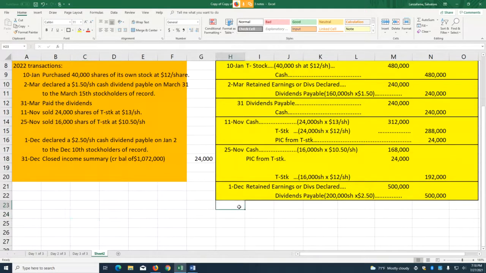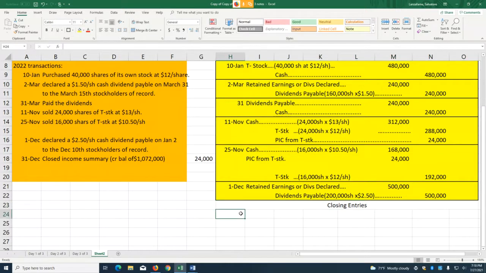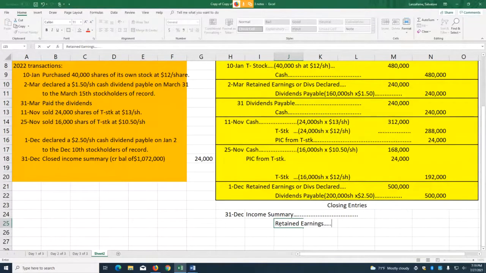So on December 31st, first off, we would most likely write income summary, closing entries. They didn't ask you to close revenue. They didn't ask you to close expenses. They're just saying, hey, just do closing entry number 3. So on December 31st, we're going to debit income summary, and you're going to credit retained earnings for that 1,072,000.